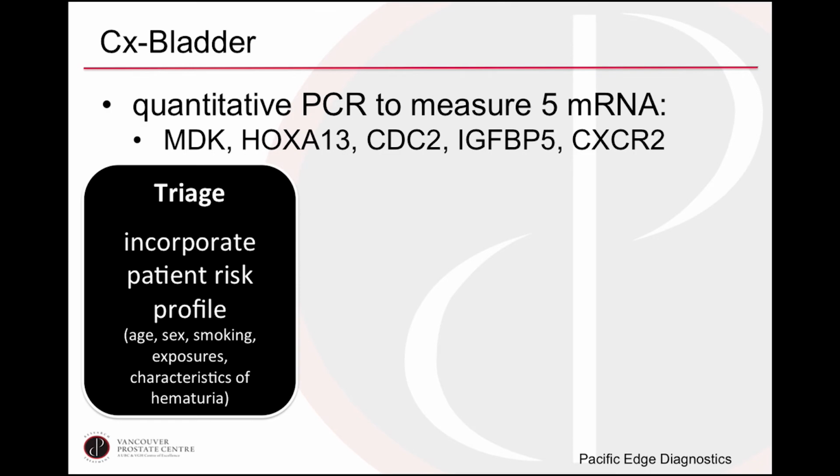And they have done something interesting. They're developing this as sort of 3 different markers. They're Cx-Bladder Triage, which is supposed to give you a black and white answer to scope or not to scope in a patient who presents with hematuria based on some clinical risk factors. So they have an algorithm that integrates not only the score from these 5 mRNAs, but also the clinical factors.